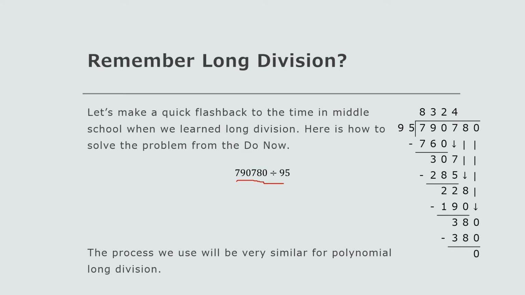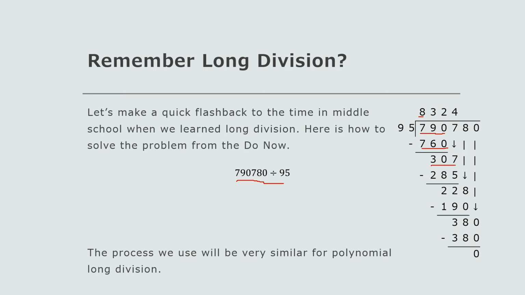Here's our number, 790,780. First, we look at the first two numbers. Obviously, 79 is less than 95, so we have to go to the first three numbers, 790. What can we multiply by 95 to get something close to 790? Well, that would be 8. 8 times 95 gives us 760. We subtract, and that gives us 30. Bring down 7, and we have 307 here.